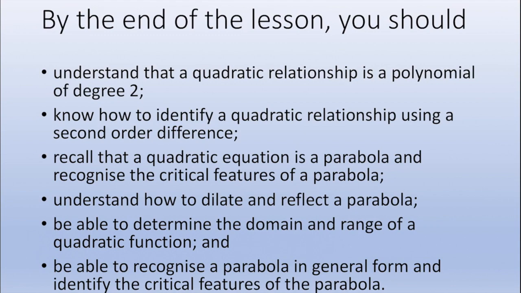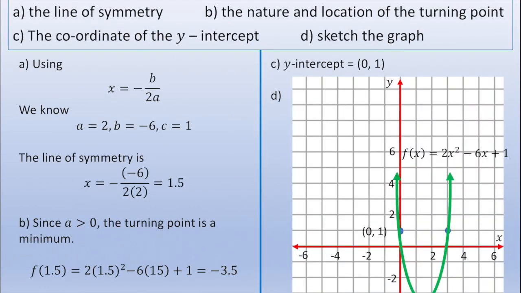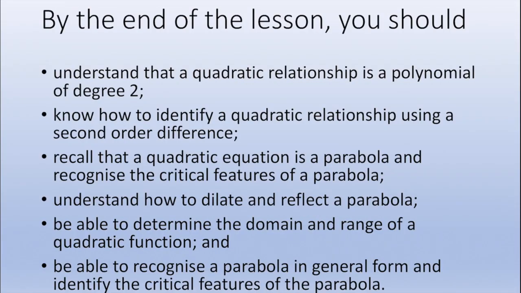Now, this is the end of the lesson. Oh, actually, let's go back. I should indicate that this is the axis or the line of symmetry, which is x equals 1.5. That's quite important. Alright, this is the end of the lesson.